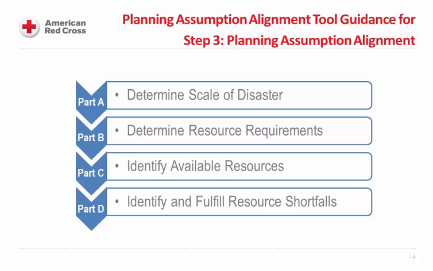On the Planning Assumption Alignment Tool, we're going to cover Part A, determine the scale of the disaster, and Part B, determine resource requirements. Then we're going to switch over to the Sheltering and Feeding Readiness Assessment Tool. And then when we finish there, we're going to come back to the Planning Assumption Alignment Tool and do Part C, identify available resources, and Part D, identify and fulfill resource shortfalls.